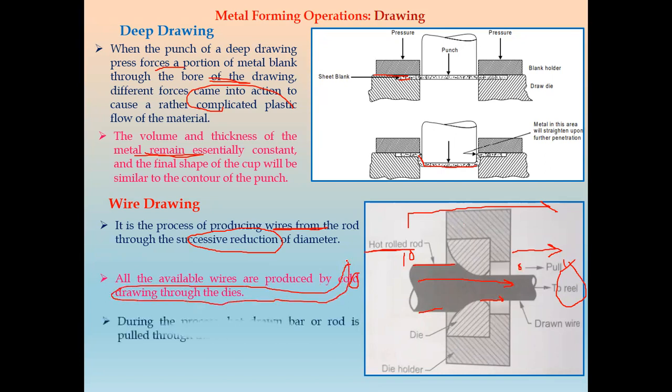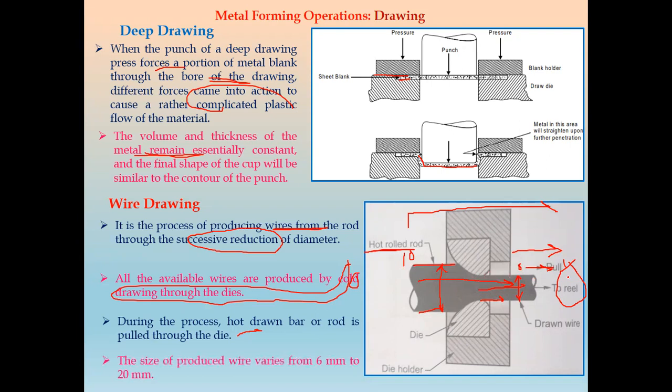Next, during the process, a hot drawn bar or rod is pulled through the die. We apply tensile force or pull on this side so that the hot rod material flows along this die and the diameter gets decreased. If you see here, the diameter is this much, and at the output we have a smaller diameter. The diameter gets decreased in one operation. Similarly, we have a number of operations to form a wire.